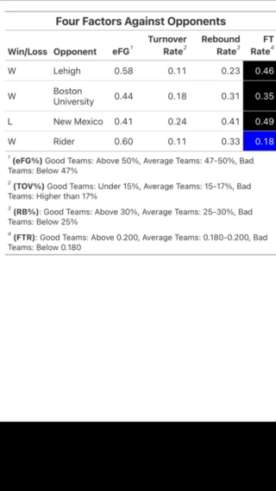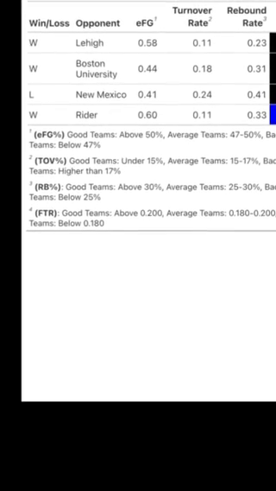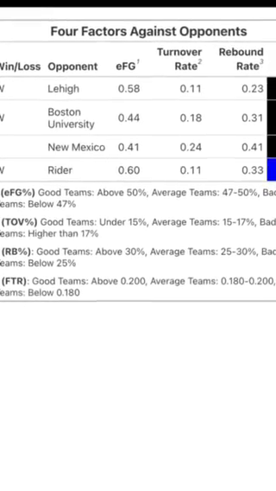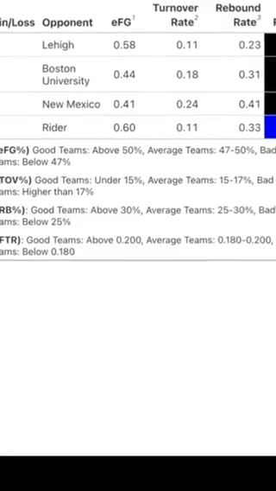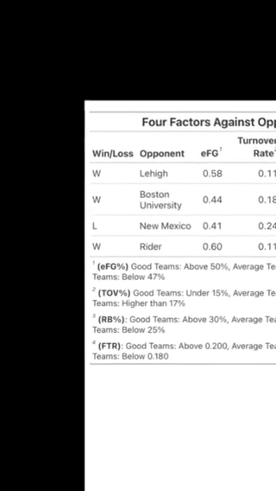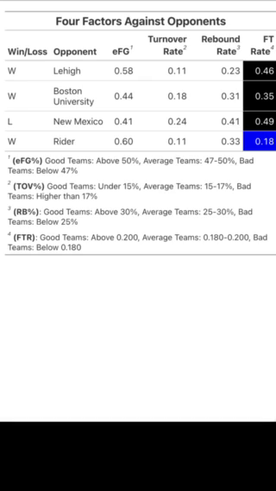So last year, UCLA did not have a good shooting team, and their pathway to victory was a low turnover rate and a high rebound rate. If they had a low turnover rate and a high rebound rate, they were in the games and they were likely to pull those games off. If they turned the ball over, they were done. They were cooked.